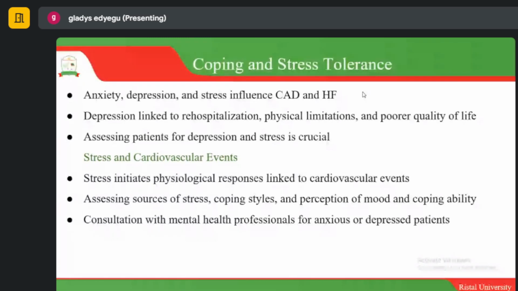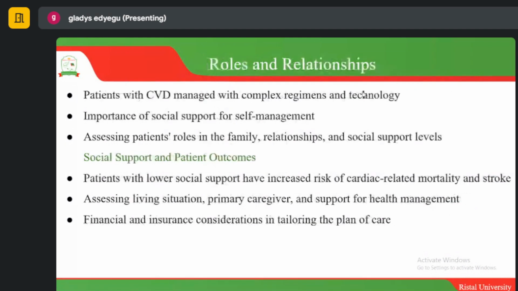Then consultation with mental health professionals for anxious or depressed patients. So when you're not able to handle these patients, please refer them. Even referral is actually a way of management or treatment. Sometimes we, the general nurses, may not be able to handle this patient, but we may be able to help them access the mental health professionals, who can identify the cause of the anxiety and depression, and they are given antidepressants that can help them cope, and by that you have helped this client.